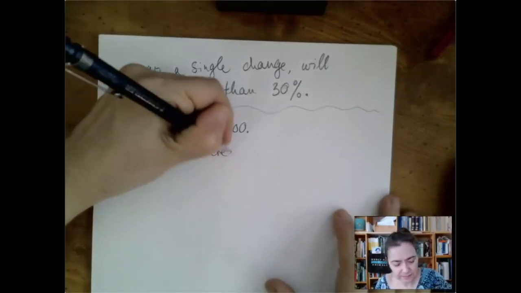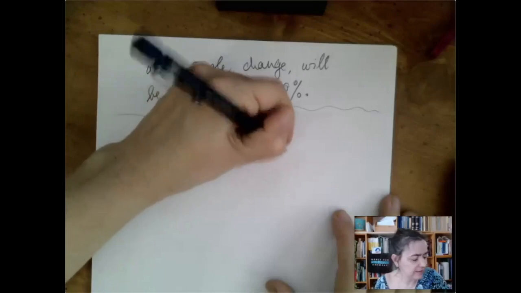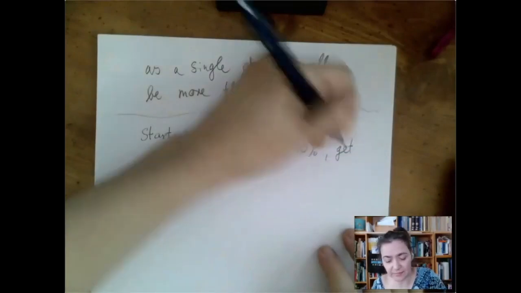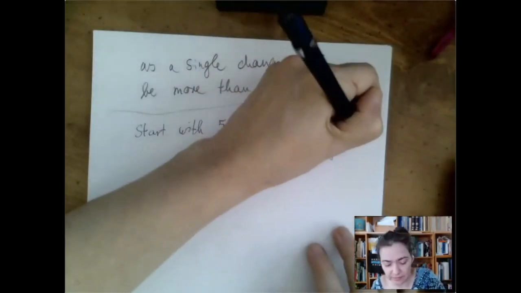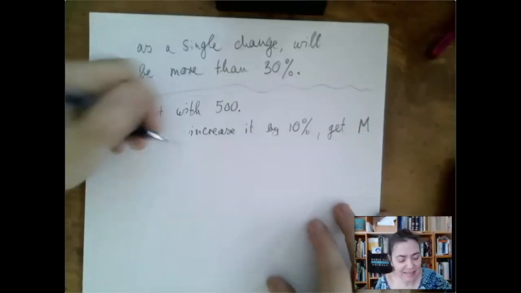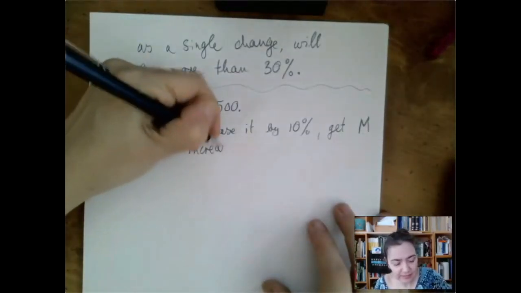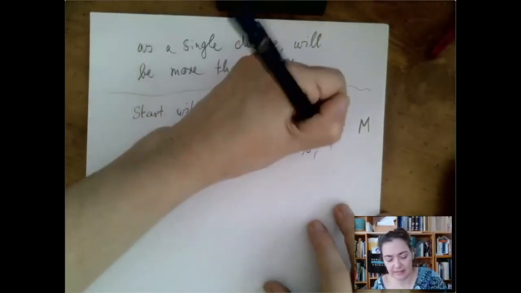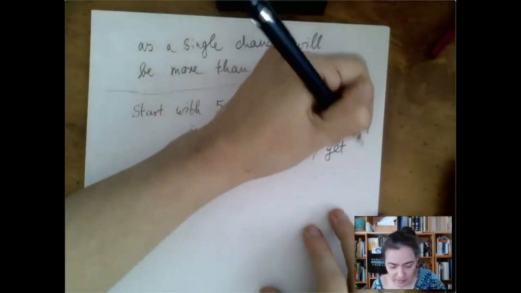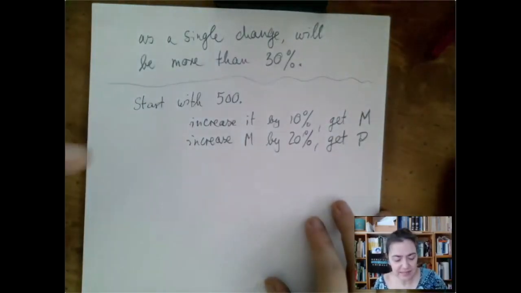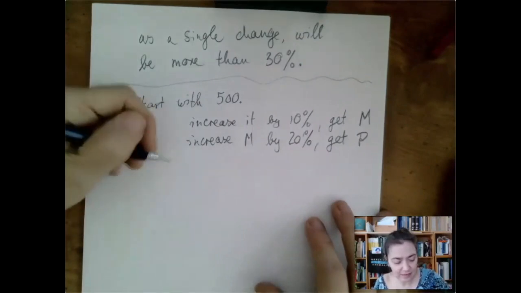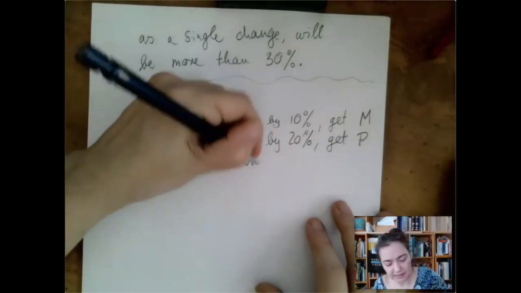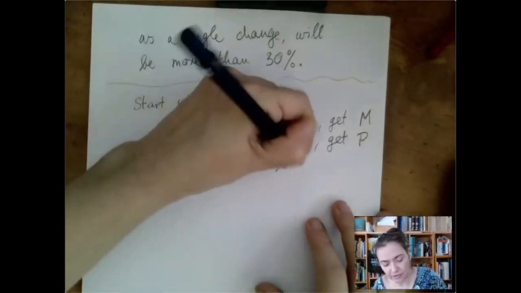Increase it by 10%. Get a number, I don't know, M. Then increase, not 500, increase M by 20%, get P, and these are all type 1, and then P minus 500 is what percent of 500.